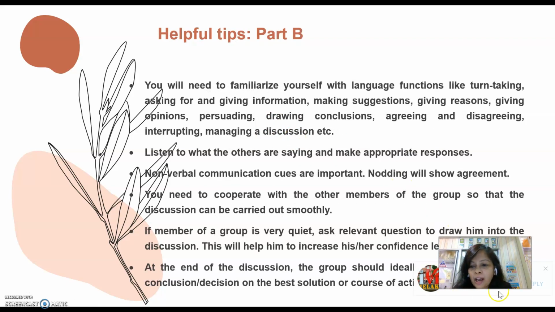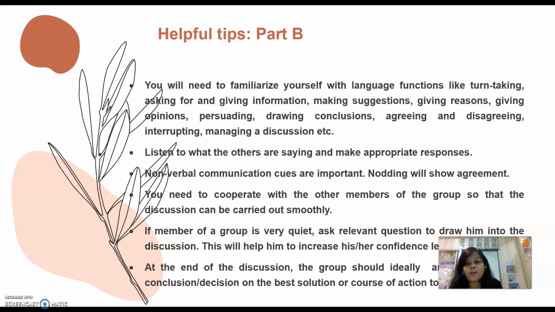What are the helpful tips? You will need to familiarize yourself with language functions like turn taking, asking for information, making suggestions, giving reasons, giving opinions, persuading. I'll go into all the details possibly afterwards once I go to these particular slides. But most importantly, I think you need to listen to what the others are saying and then respond appropriately.